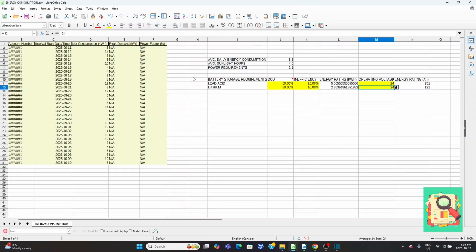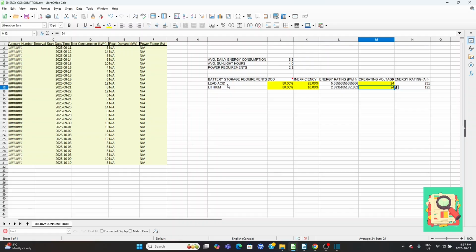In a summary, we started out with energy consumption that we obtained from our utility account. Then we calculated the average daily energy consumption, which was 8.3. Then, using the data weather network in your geographical location, we found the sunlight hours on a daily basis, again for the geographical location that you're in. Then we calculated the power requirements, which was 2.1, roughly 2.1 to 2.5 kilowatt. This is the size of our entire solar panel system.